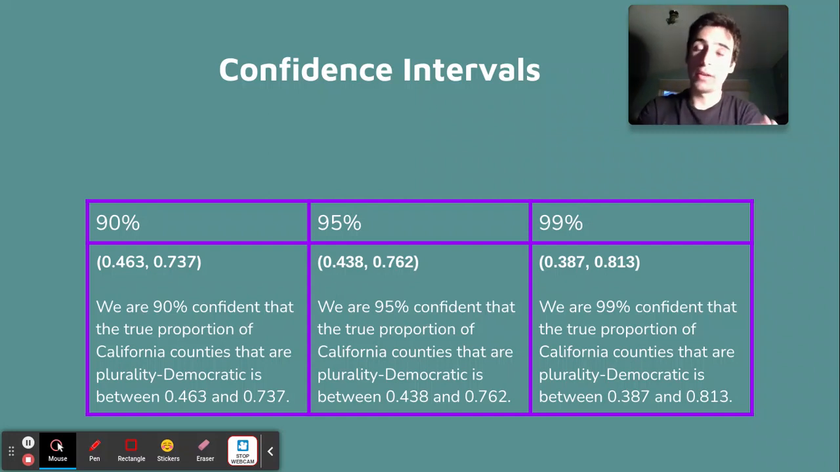Now, for 95%, we are 95% confident that the true proportion of California counties that are plurality Democratic is between 0.438 and 0.762, 43.8% and 76.2%. And then for 99%, we are 99% confident that the true proportion of California counties that are plurality Democratic is between 0.387 and 0.813, 38.7 and 81.3%.